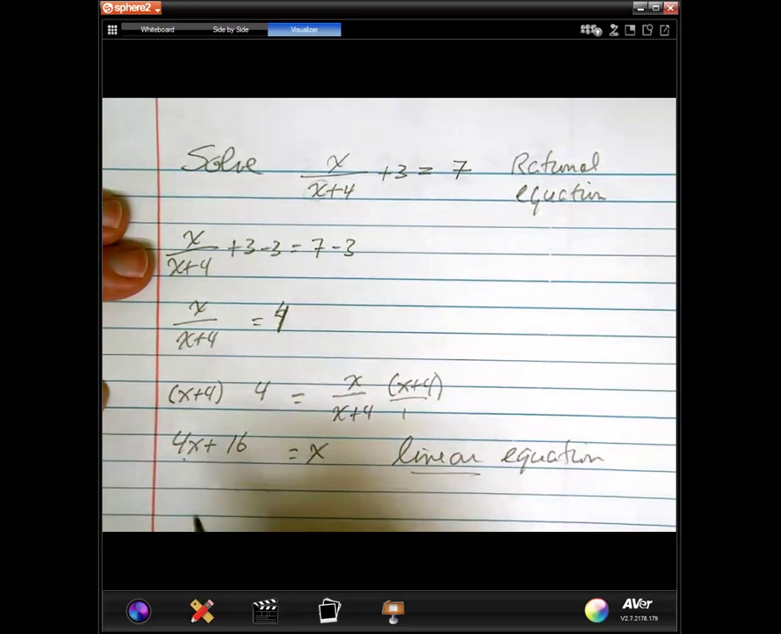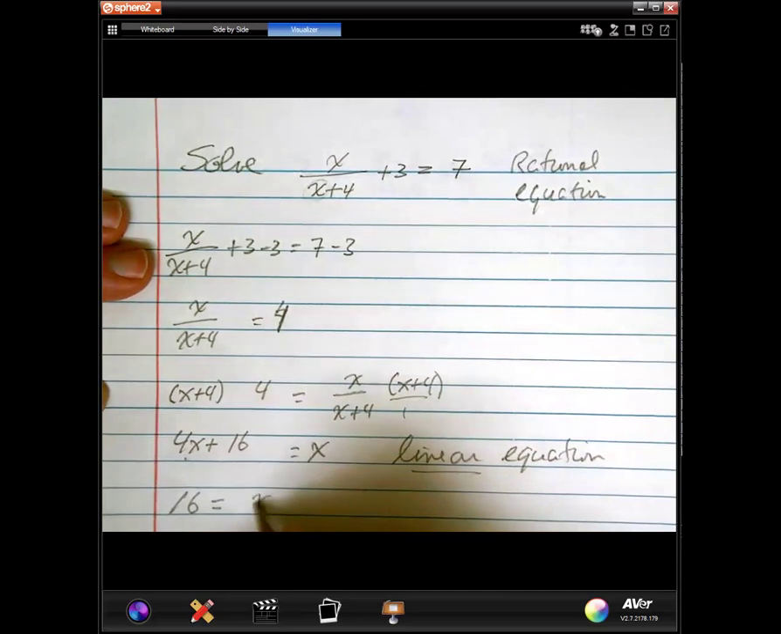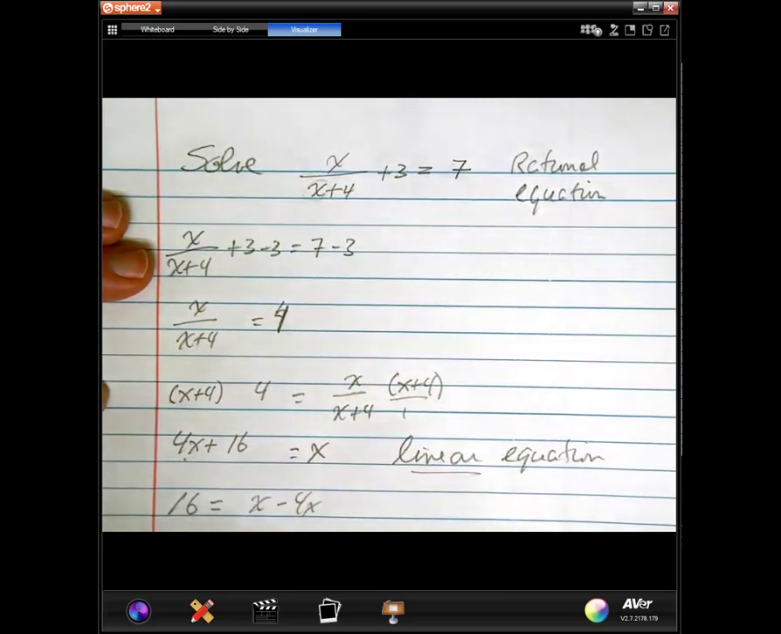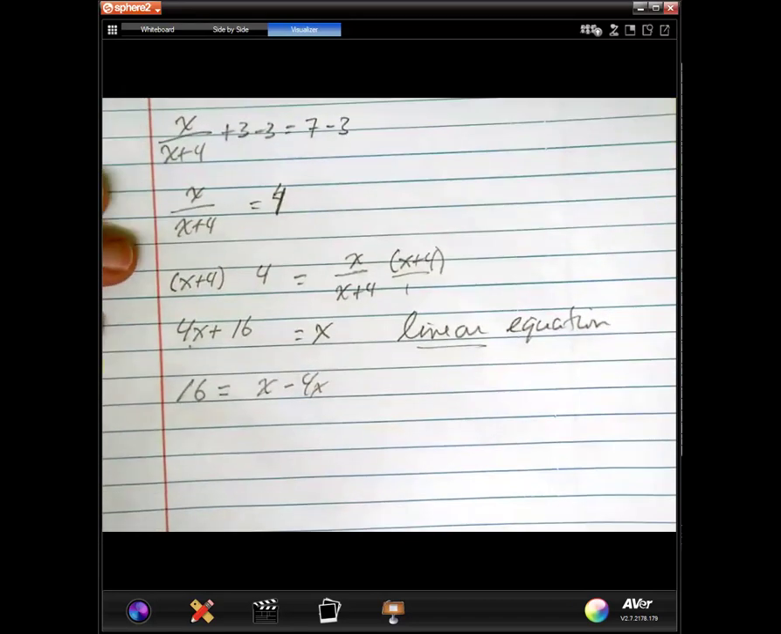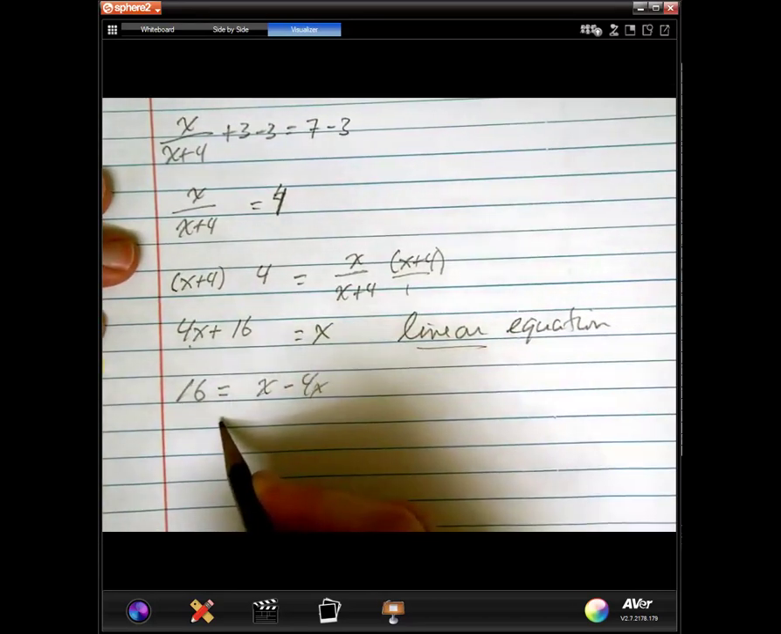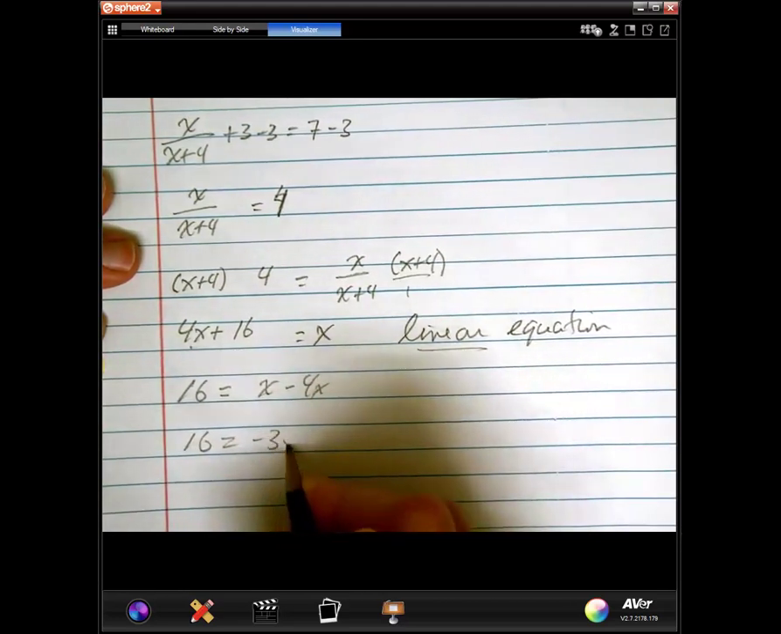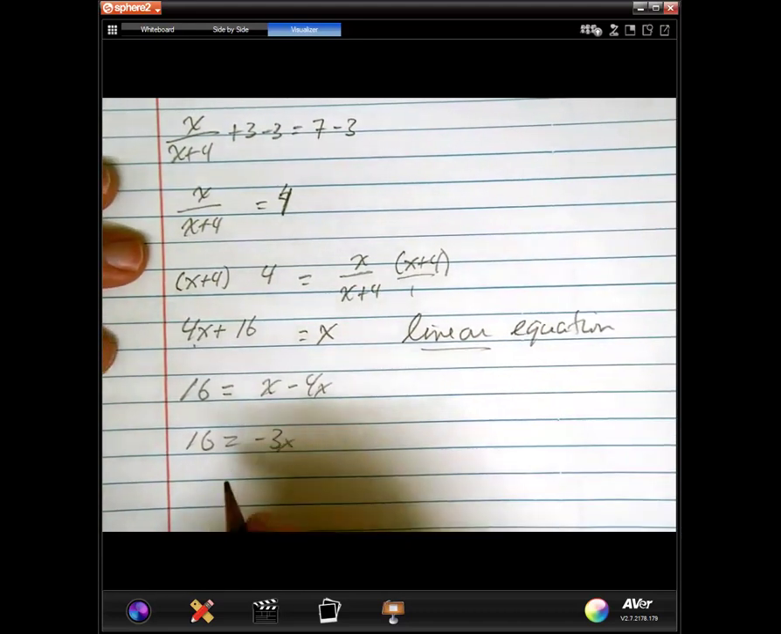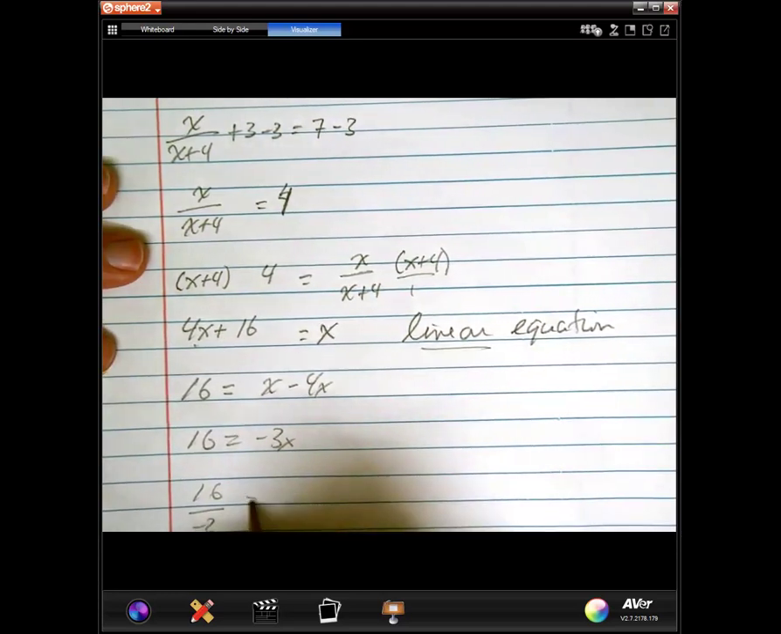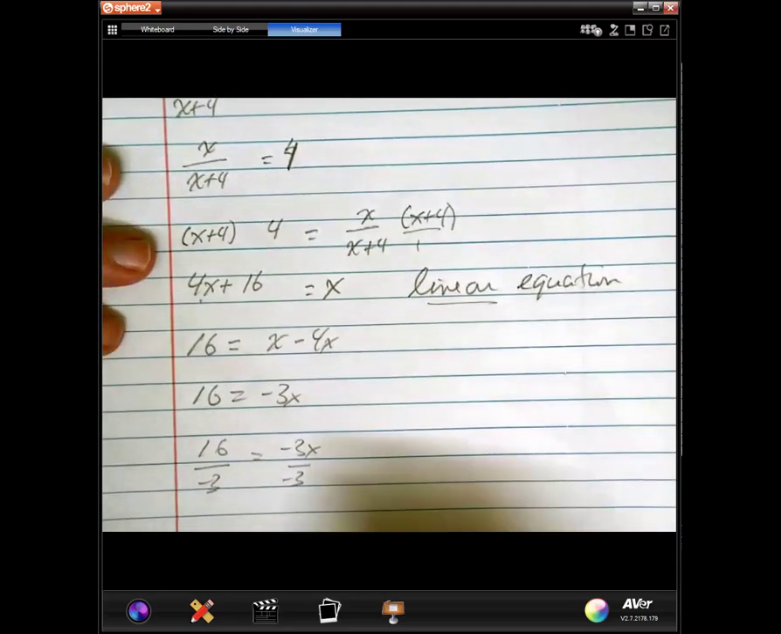So I'll subtract 4x from both sides, and I'm going to show the result of doing that. If I subtract 4x from both sides, this is what I get, which is x minus 4x. Now I'll simplify, and I get negative 3x. There's only one last step, which is to divide both sides by negative 3, and I'm done. Of course, I'm assuming that this is a solution. But I get as an answer negative 16/3.